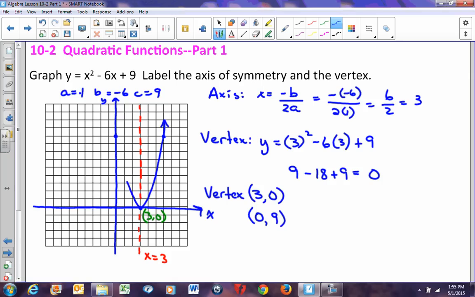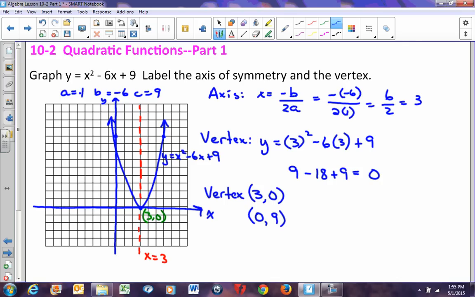Notice I only needed 3 points to draw this graph, because any more than this, I would probably run out of graph space. So this is the graph of y equals x squared minus 6x plus 9. You have to go through quite a few steps to be able to graph these. But the steps are not difficult. You just will have to learn how to do them.